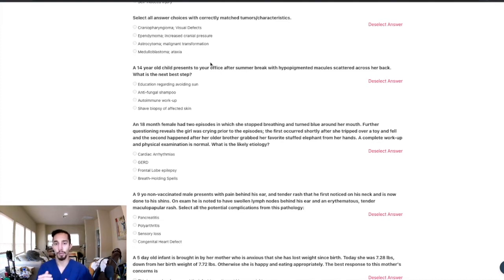And I know there's a lot of overlap. I just wanted to go for the highest yields, the things that I think they would use to differentiate where the cancer is. So craniopharyngioma is found around the pituitary. So I think about it a lot as a pituitary cancer, even though technically it's not. So craniopharyngioma, visual defects, of course, because you're right there at the optic chiasm.